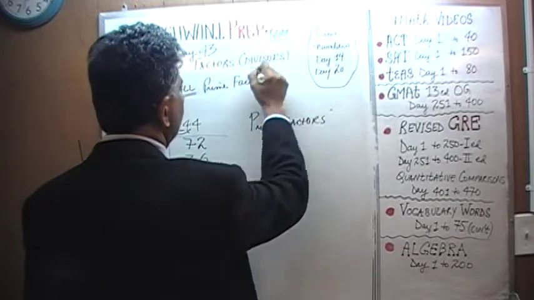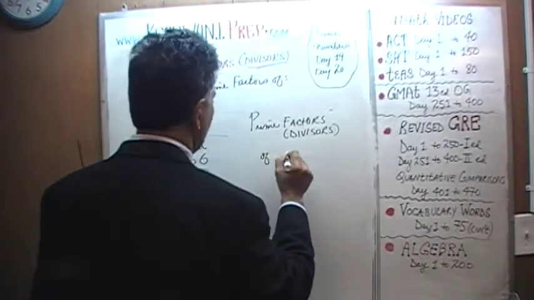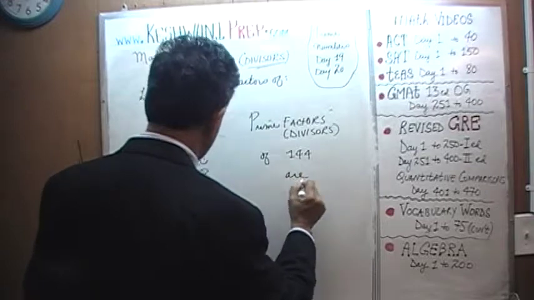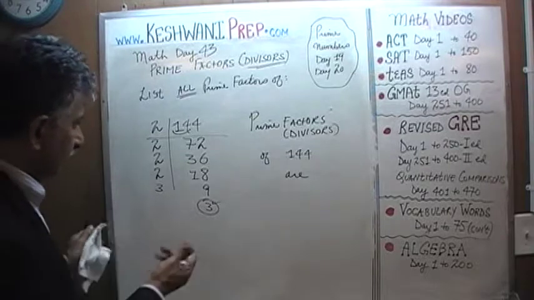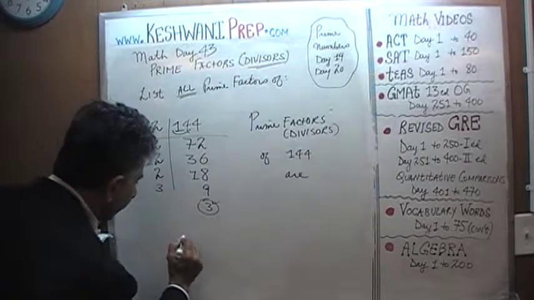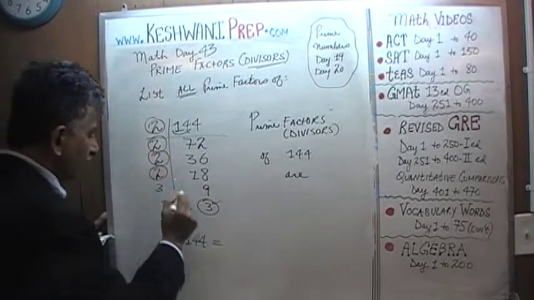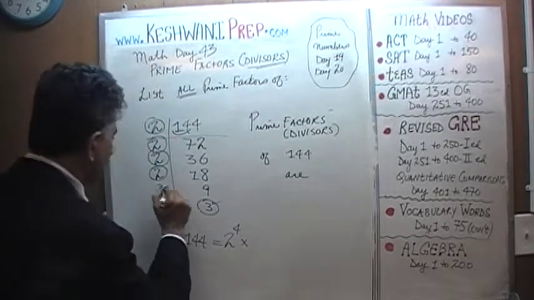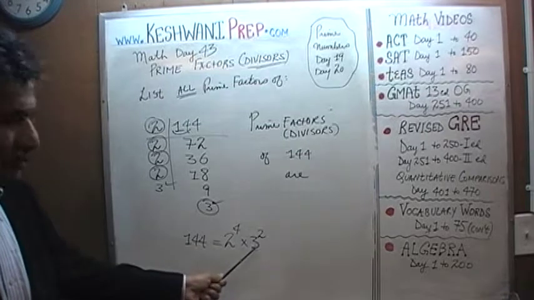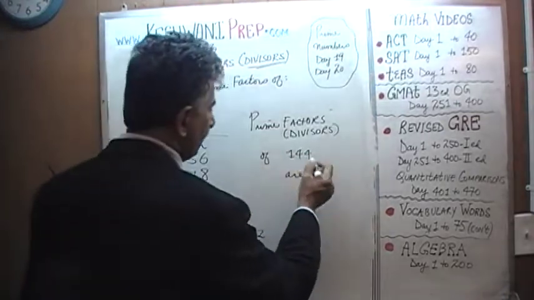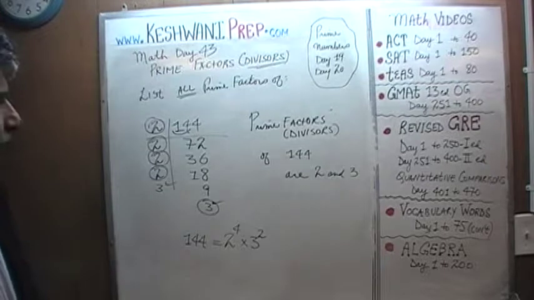Prime factors, which are also sometimes known as divisors of 144 are, well, actually, I jumped ahead of myself. Since I left no room, let's do it down here. So what we find is that 144 can be written as 2 raised to the 4th times 3 squared. 144 can be written as 2 to the 4th and 3 squared. Therefore, the prime factors of 144 are 2 and 3.